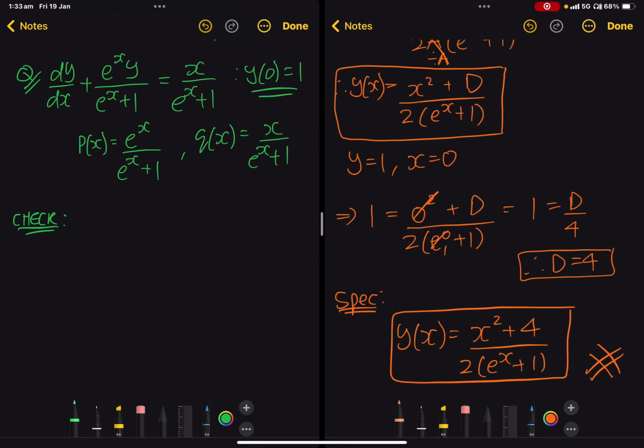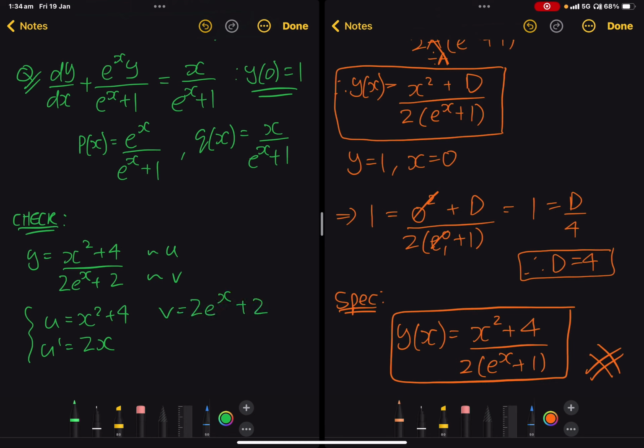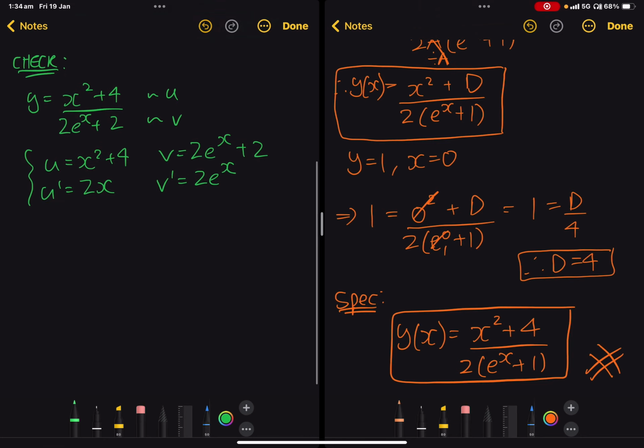So first we need to find the derivative. So if y is equal to x squared plus 4 over 2e to the x plus 2, this is a quotient rule, so u and v. U is equal to x squared plus 4. This means u prime is equal to 2x. V is equal to 2e to the x plus 2. This means v prime is equal to 2e to the x. Now this implies that dy dx is equal to u prime times v minus u times v prime.